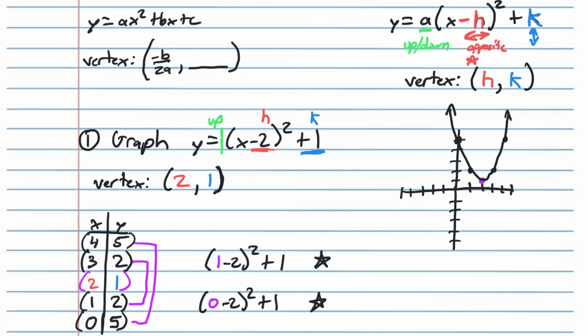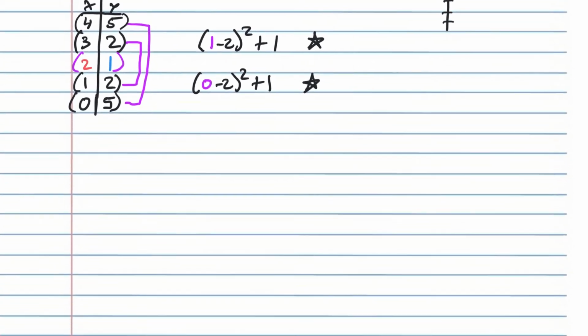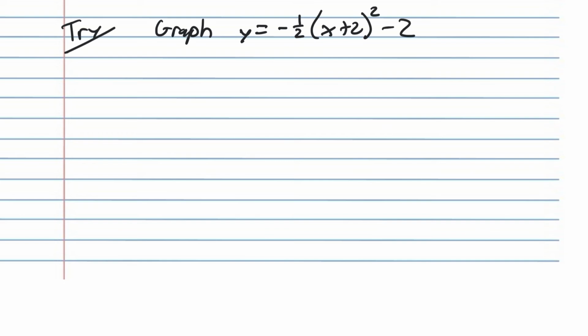I do want you guys to try one on your own. So let me scroll down, okay? And I want you to go ahead and try this one. So graph y is equal to -1/2 parentheses x plus 2 squared minus 2.